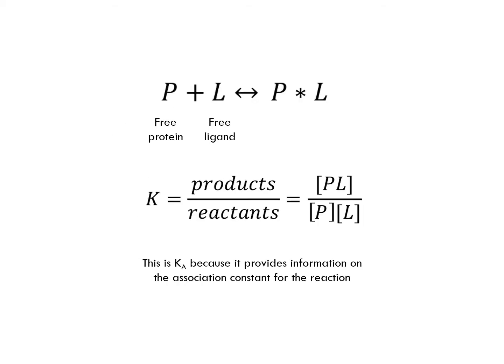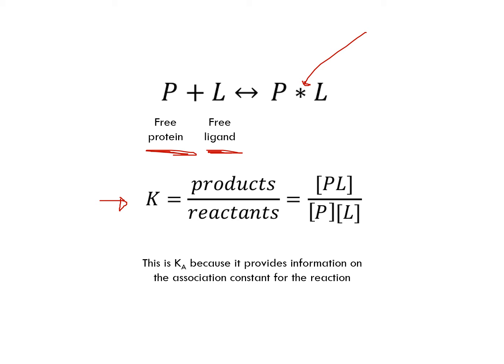Okay, so let's look at some of the equations that we've talked about in class. Most of the time we're looking at this equation of free protein and free ligand going to a protein-ligand complex. That just means that it's a complex. And whenever we're looking at these types of equations, we're looking for our K value. And K, simply defined, is products over reactants. So in this case, our products are the PL complex, and our reactants are the individual P and L. And remember that these are in concentration.